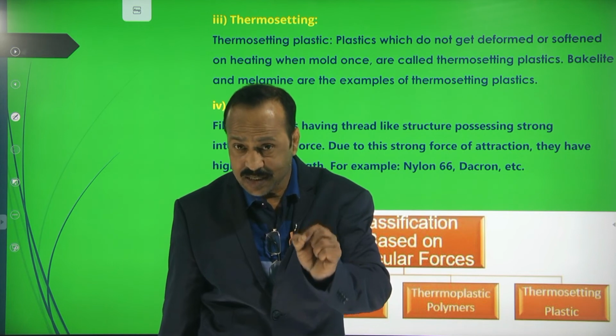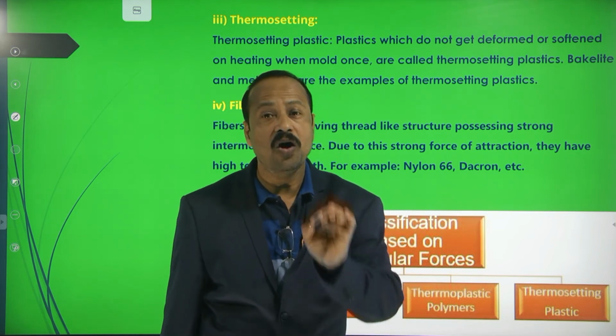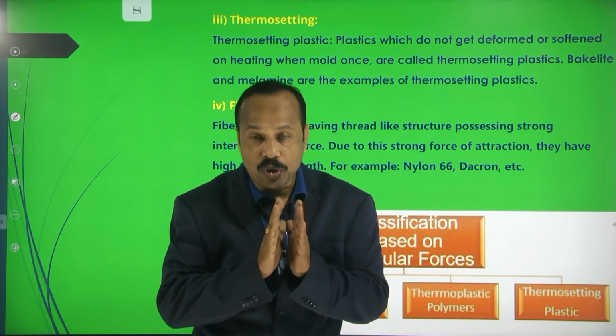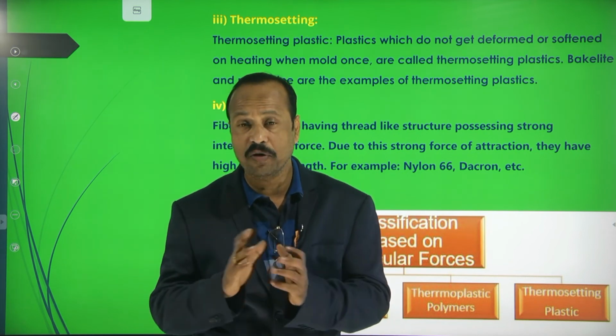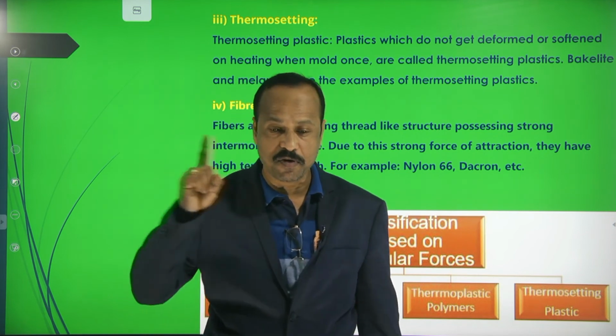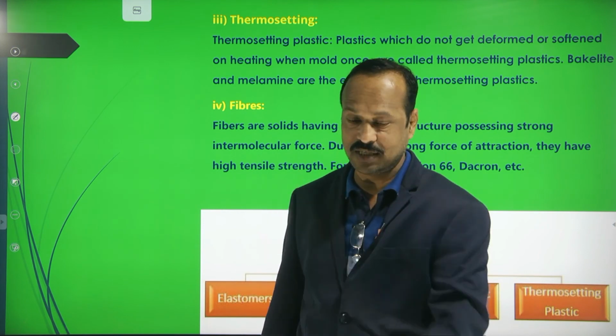Those handles are very strong. They do not melt on heating. So the plastics which do not melt or which do not get deformed. Deformed means what? Their shape does not change even on heating. Such types of plastics are called thermosetting plastics. Is this clear to you?